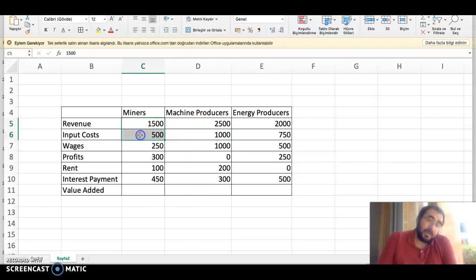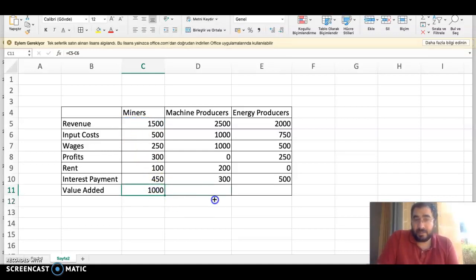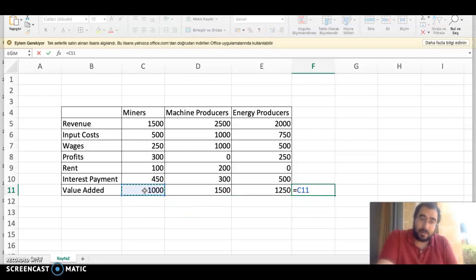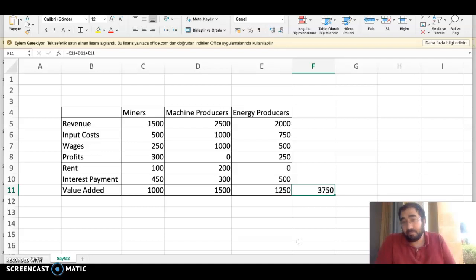When we are calculating value added, it is very easy. We subtract from the revenue the input cost, and here we are pretty much talking about the raw materials or the intermediate goods. So for each case, we subtract from the revenues the input costs. And if these are the only three, let's say, sectors in the economy, when we add these to each other, we find the GDP. I mean, this would be the GDP of the country, 3,750 units of money. It could be $1 million or $1 billion.